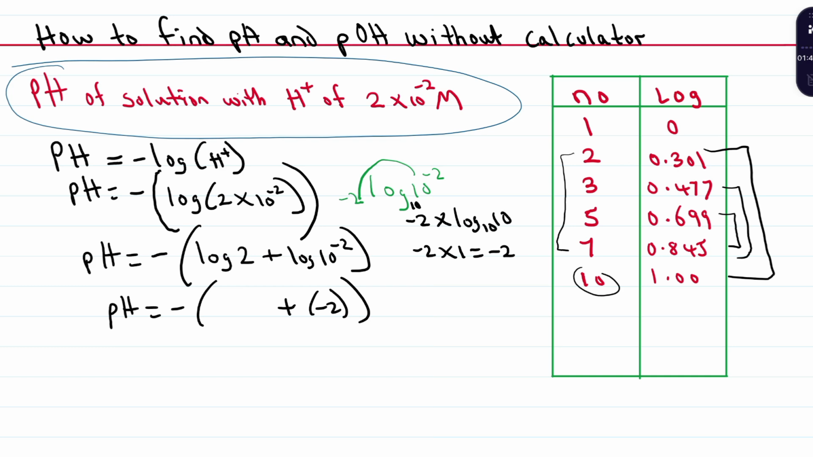Now look at this. If you look at the trend, log 2 here is 0.301, log 3 here is 0.477, log 5 here is 0.699, and log 7 here is 0.845. Here you can easily approximate this to 0.3, but you can't approximate this to 0.4. The max you can approximate it to is 0.5, then this to 0.7, then this to 0.9.